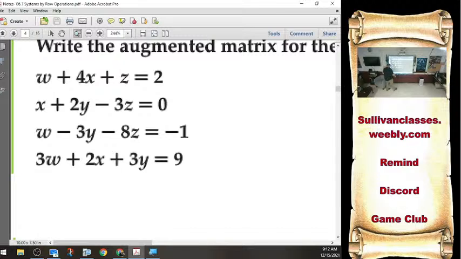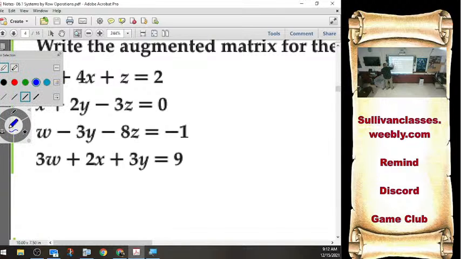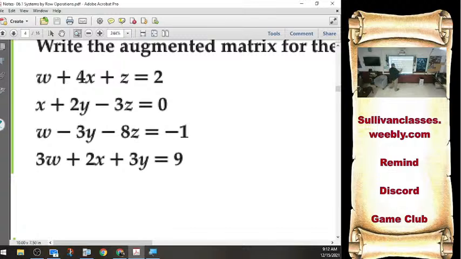Okay. Now the important part is, just like with synthetic division, 0 as a placeholder, and make sure it's in the correct order. So if this is WXYZ, why is there a W? Well, look at the first one. WXYZ, there's no Y. So 1 W, 4 X's, no Y's, 1 Z, and a 2.